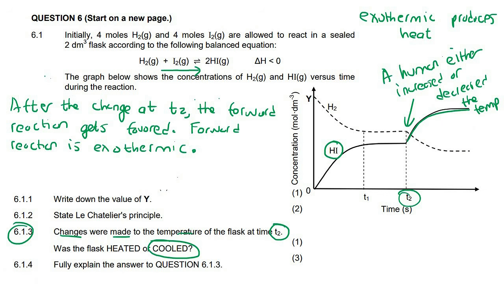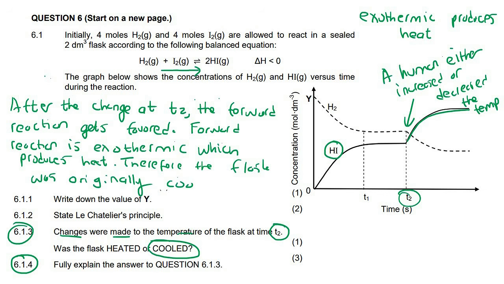Okay? So this next question says, fully explain the answer. So we can say after the change at T2, the forward reaction gets favored. The forward reaction is exothermic, which produces heat. So then we can say, therefore, the system, or the flask, was originally cooled. Because as I said, a lot of learners are like, oh, look, exothermic, it's making it hot, so the system was heated. No, the system is only being heated after the original change, which took place over there.